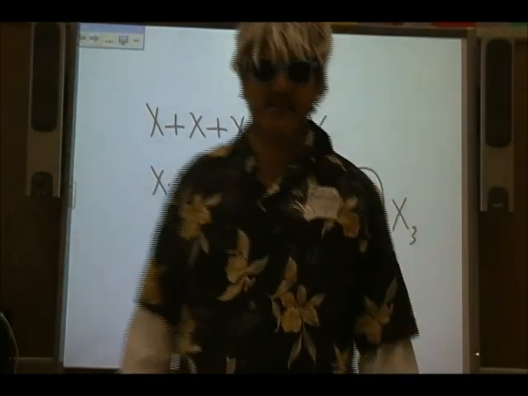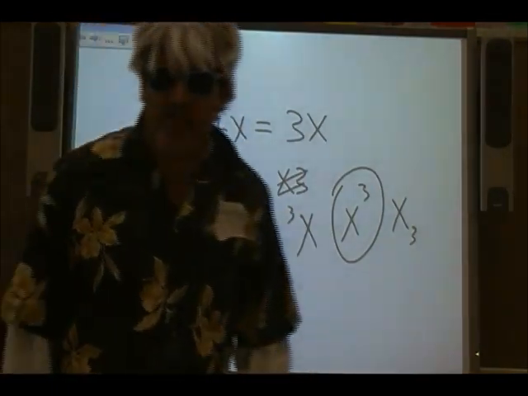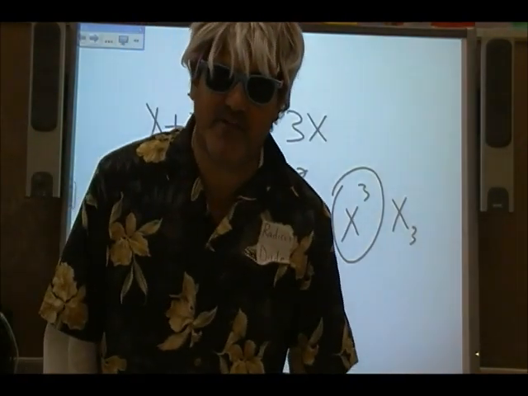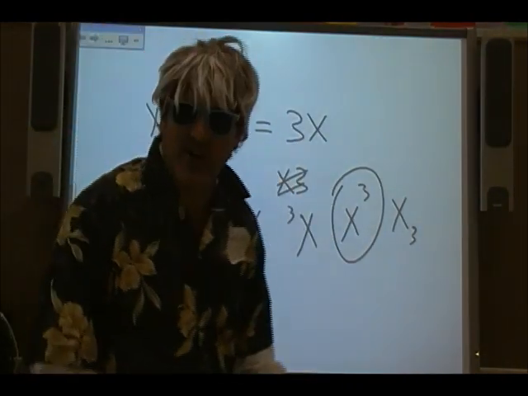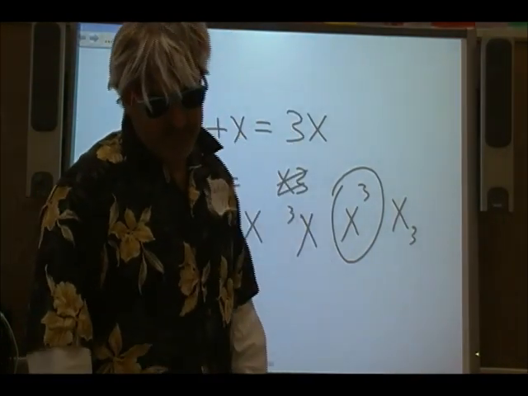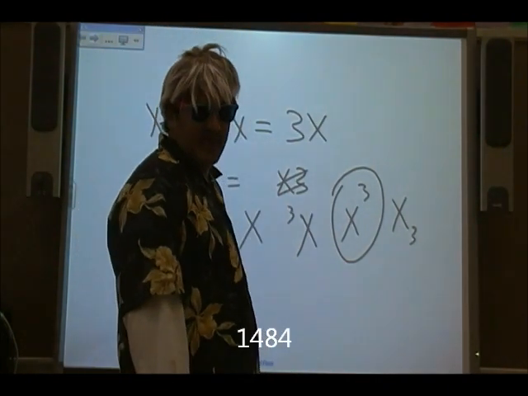So that's it. X cubed. So you put it in the top right corner. That's where you put the exponent. I think it was done first time by a French mathematician. I don't recall the name. I'm sorry right now. It's in the 1500s or 1400s, around then.